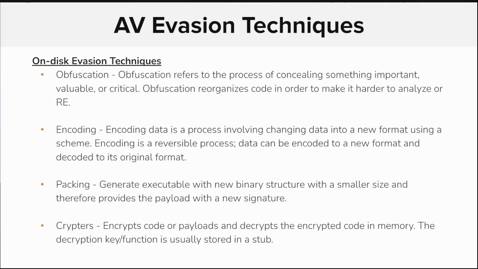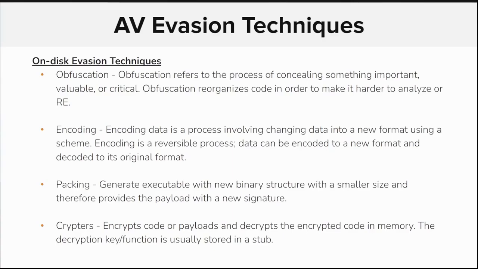You then have encoding. Encoding data is a process that involves changing data into a new format using an encoding scheme. An example of encoding is encoding a particular string of text into base64. The problem with encoding is that it is easily reversible, which means that if you identify a piece of code that's been encoded in base64, you can decode it very easily.